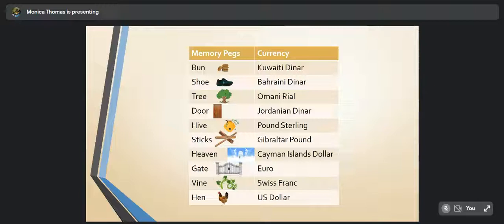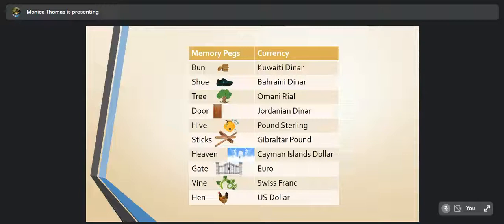Shoe, what is the story for shoe? Who is wearing it? The bear. The bear is dancing in the rain. Rain, Bahrain. Bear, rain, Bahrain. And then once it gets exhausted, he wants to have dinner. So what is that shoe? Bahraini dinar. Got it?